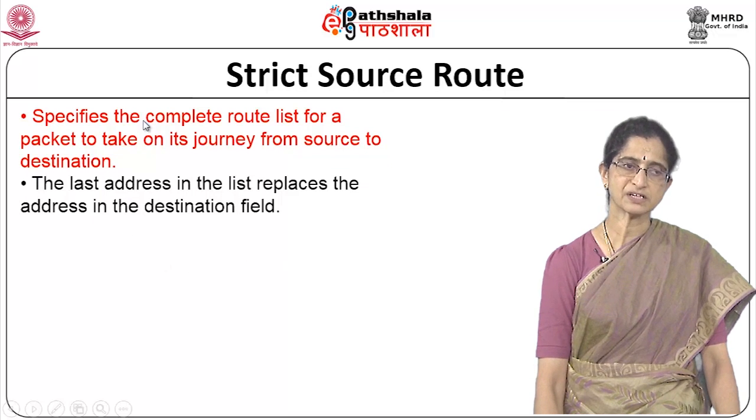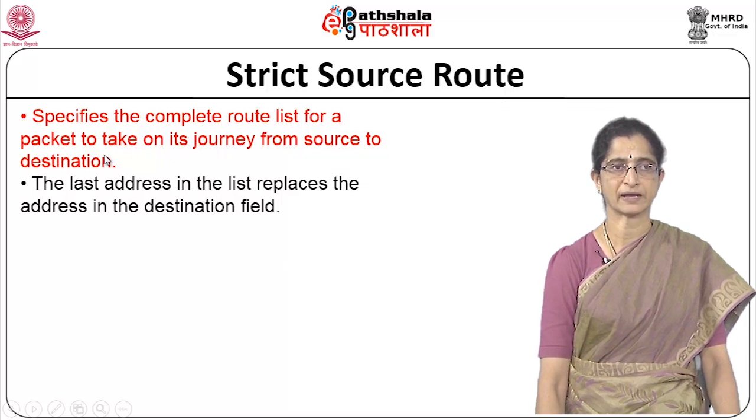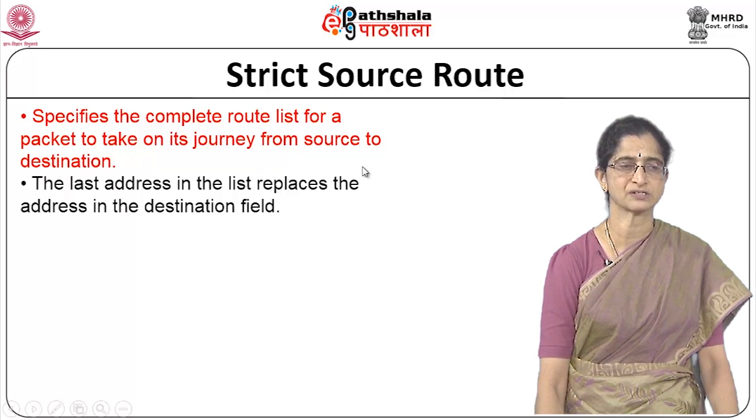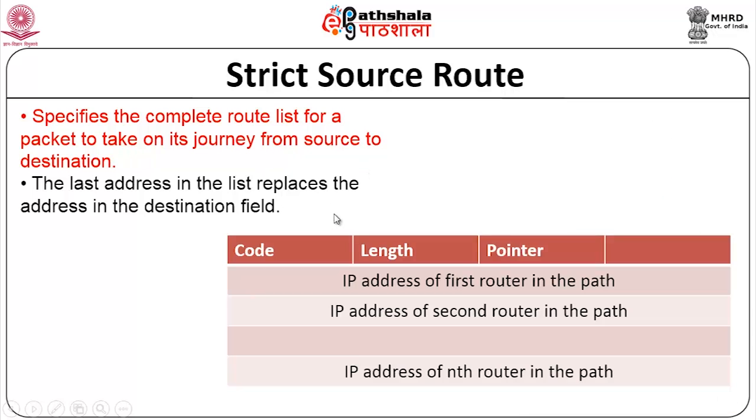Okay. So, in strict source routing, as we said, it will specify the complete route list for a packet to take on its journey from the source to the destination. The options field format will look like this. You have the code, length and pointer. This pointer points to the particular address that we need to be currently looking at. You have various IP addresses specified here: the IP address of the first router in the path, the second router in the path, and so on up to the nth router in the path.